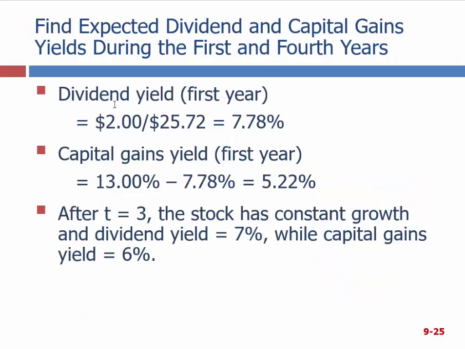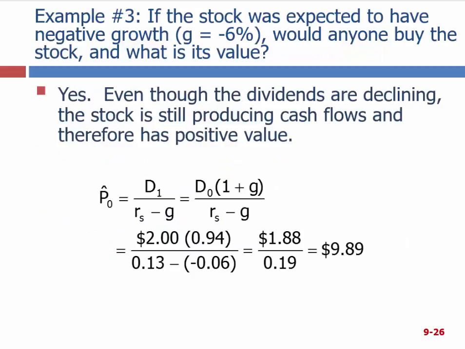What would be the dividend yield? It would be $2 divided by the intrinsic value that we just found. And the capital gains is just the difference between one and the other. And after growth becomes constant, g will be the rate of growth in capital gains. So the same g will also be the capital gains yield, and the dividend yield will be 7%, I mean, by the difference between 13% minus the 6%.